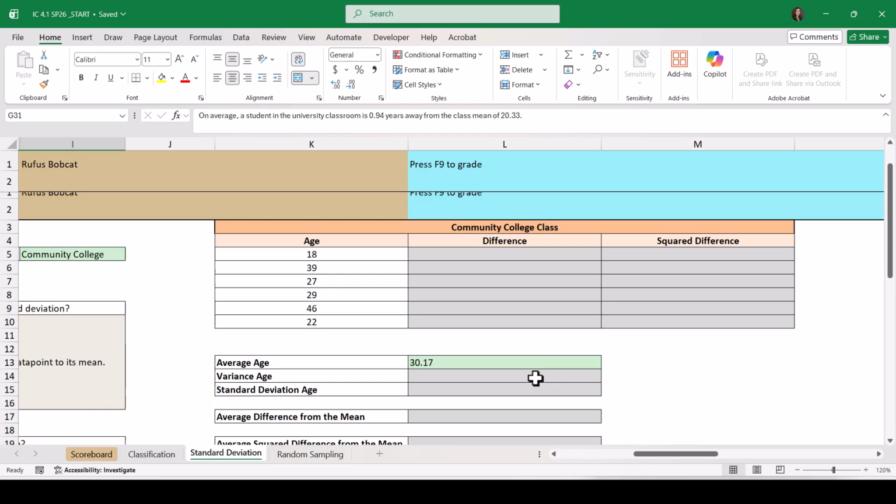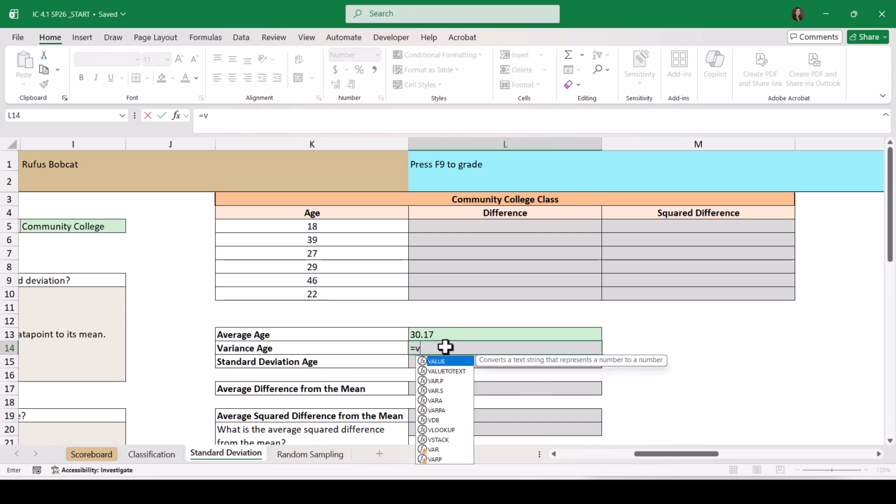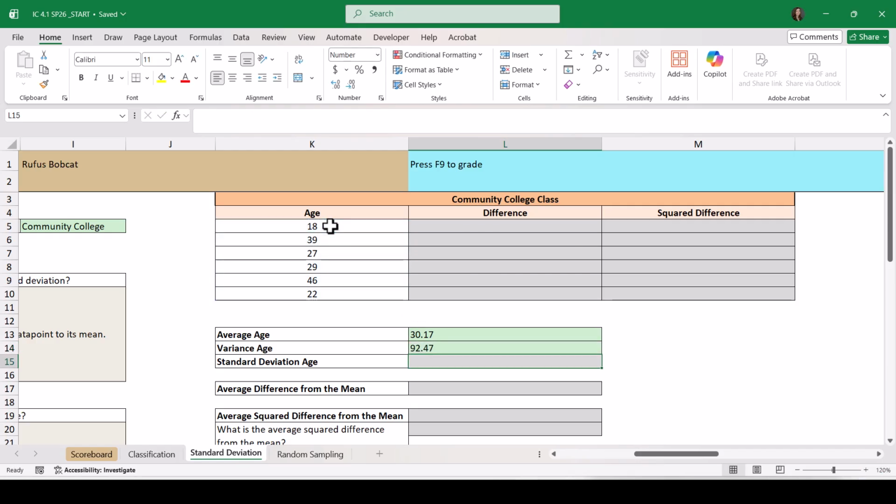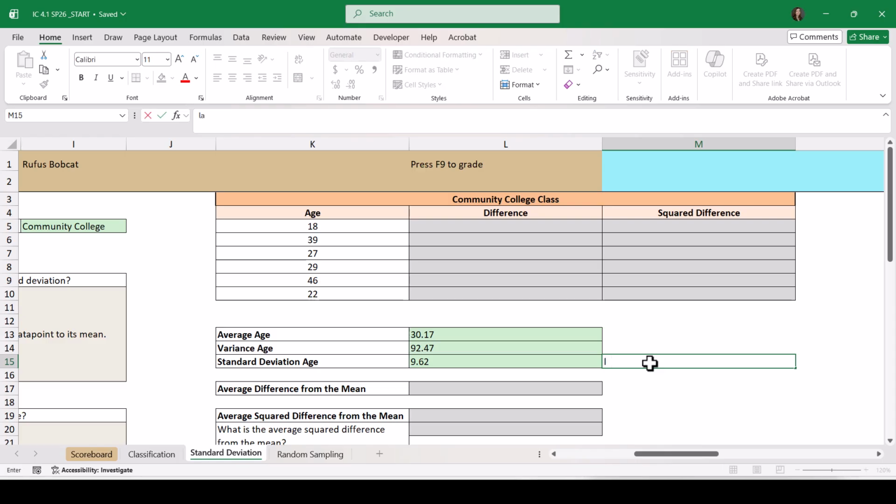Now let's go to the community college classroom. So we're going to compute the variance with our function. We got 92.47 for our variance. For our standard deviation, I got 9.62. So we have a much larger standard deviation. So larger standard deviation equals more variability or differences. Values are farther from the mean.